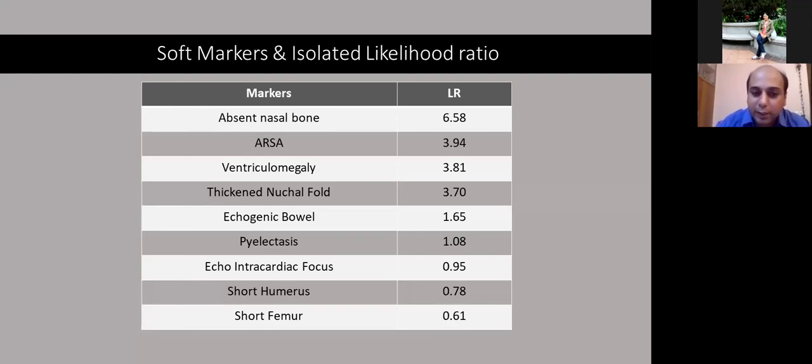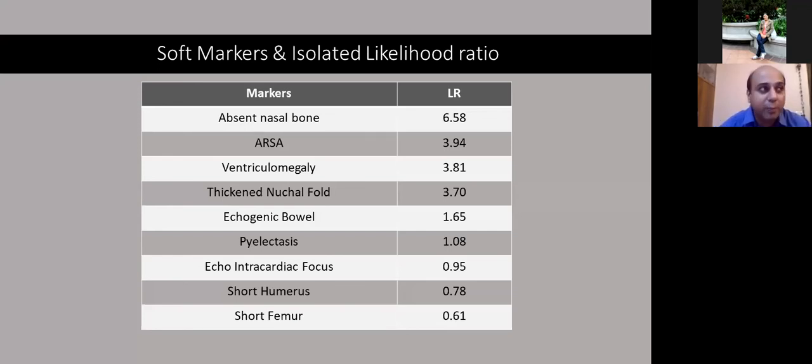We will get a bit more insight into it when we do some examples. But my point is, in case there is a low risk before the TIFA scan, the presence of a solitary soft marker among the last four does not change the risk and does not deserve an invasive test like amniocentesis.